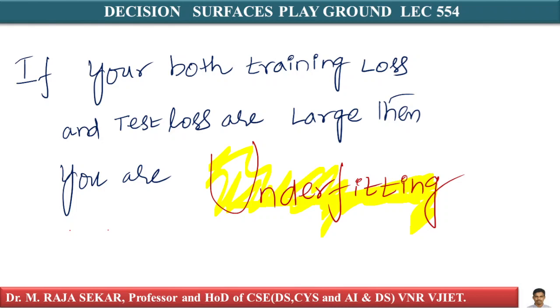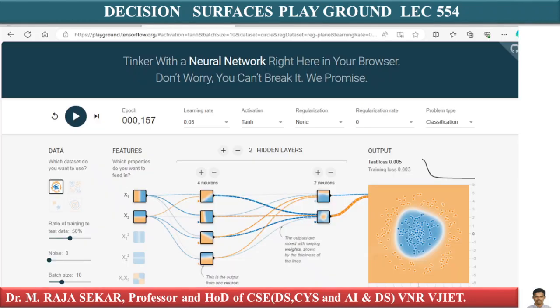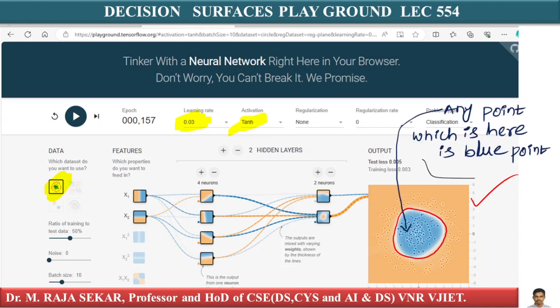The final diagram that it shows is very good. I have done it for 157 epochs using a learning rate of 0.03 and the tanh activation function. The data that I have here is two concentric circles. At the end of it, this is what my decision surface says. All the points which are here, remember this whole region, is highlighted in blue.